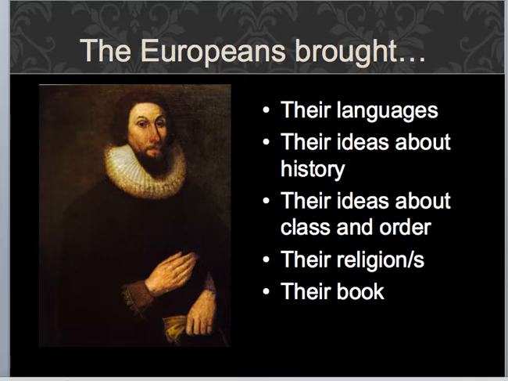They brought their ideas about class and order. They believed in, if not necessarily aristocracy, an idea that there were classes of people, that there were people who were destined to rule and people who were to be ruled, whether that had to do with who your father was or what the color of your skin was or what gender you were.